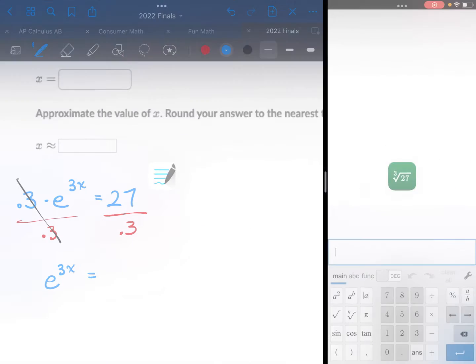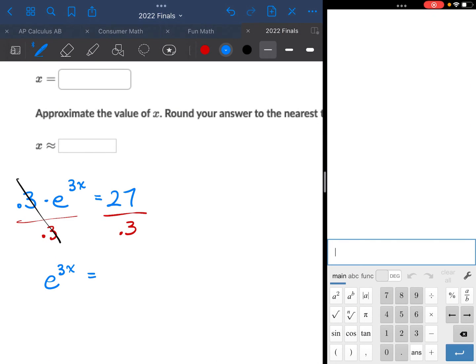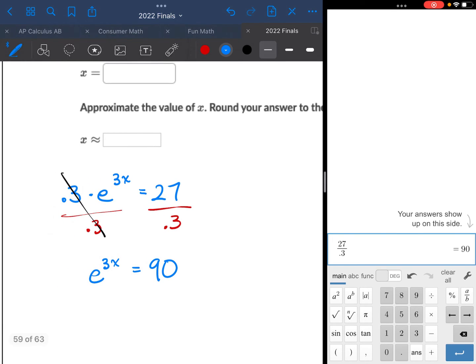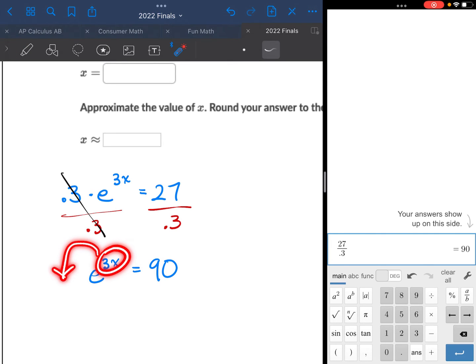All right, we don't need it that big. We can zoom over there. Okay, 27 divided by 0.3 is 90. So we can come back over here and say 90. Okay, now I need to somehow do something that will move this whole 3x down here from the exponent into the base. The only tool that we know in math to do that is the logarithm. We're going to take the log of both sides.